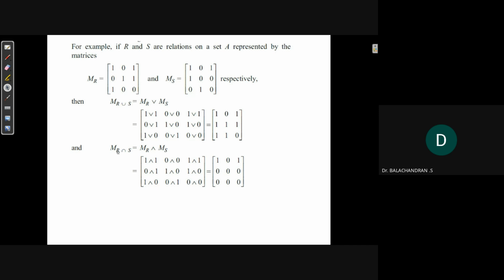Next, the matrix representing the intersection of two relations, MR intersection S, is equal to MR meet MS. So here 1 and 1 is 1. 0 and 0 is 0. 1 and 1 is 1. 0 and 1 is 0. 1 and 0 is 0. 1 and 0 is 0. Similarly the last row: 1 and 0 is 0, 0 and 1 is 0, 0 and 0 is 0.